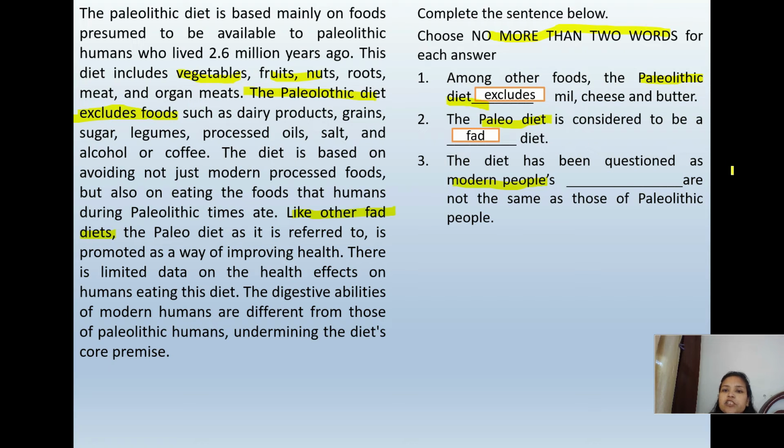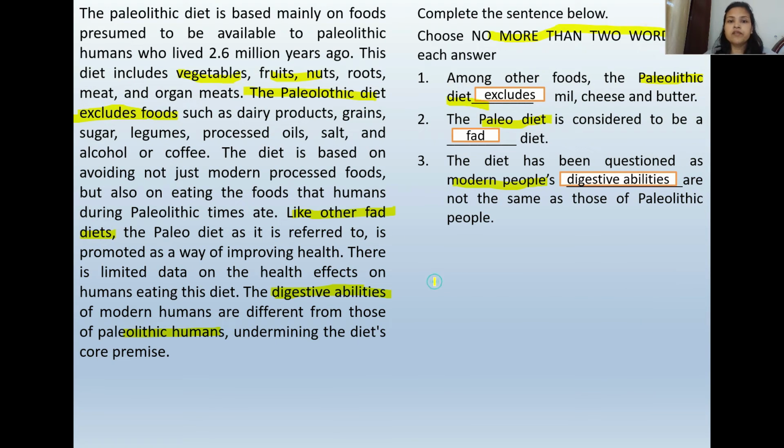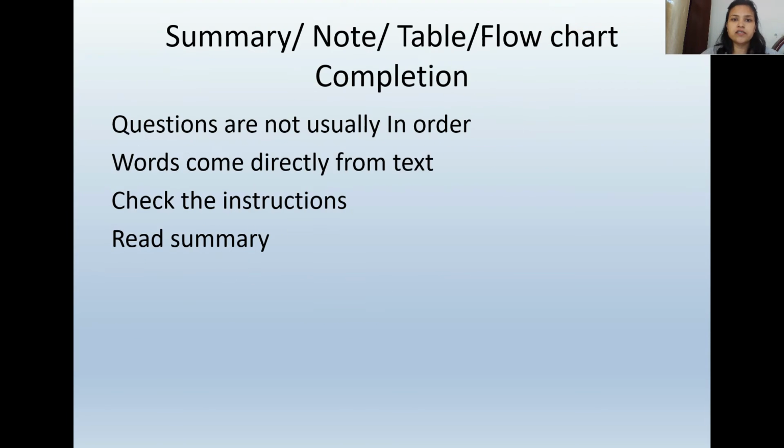The diet has been questioned as modern people's dash are not the same as this. Let's see. The paleo diet, there is limited data on the health effects on humans eating this diet. The digestive abilities of modern humans are different from those of this. That means what is different? Digestive abilities. It's talking about modern people's dash not being the same, which is not the same? Digestive abilities. So the answer would be digestive abilities. This is all about it.